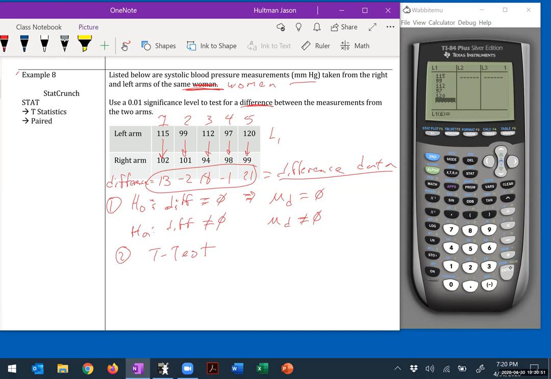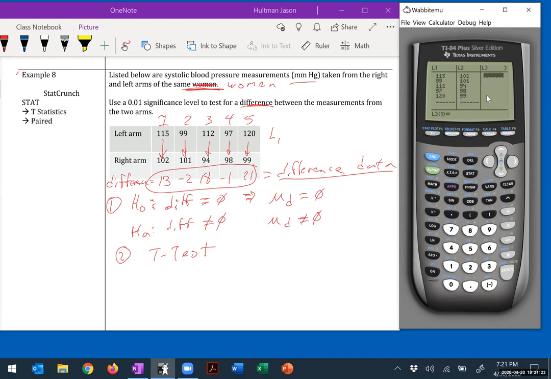What's the right arm going to be? Well, the right arm is going to be list 2. So let's go over to list 2. List 2 is going to be the right arm: 102, because I want to know, is there any significant difference between the arms? 102, 99, 101, 94, 98, and 99.